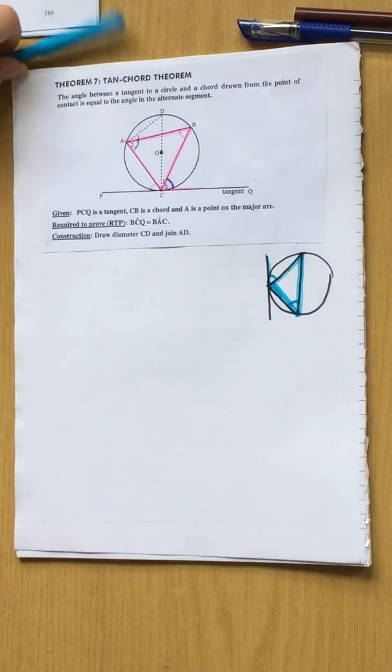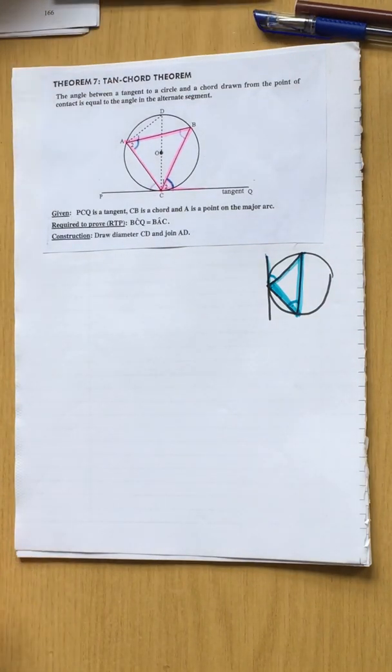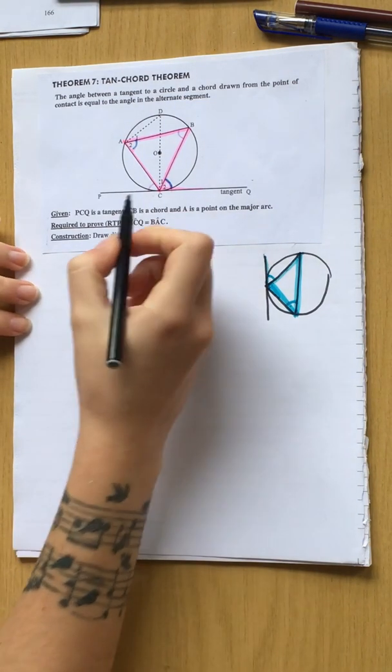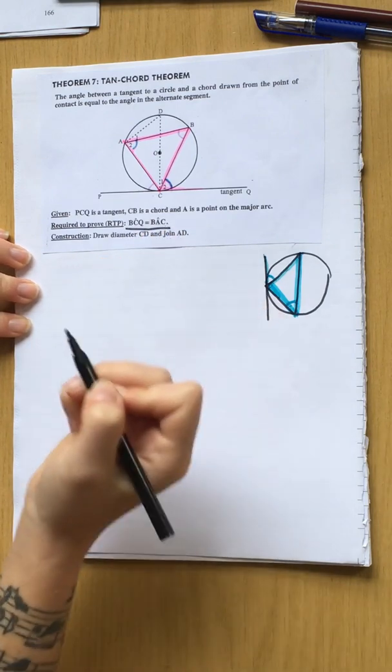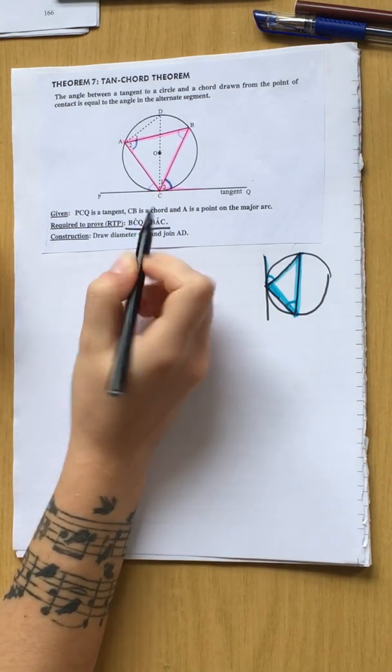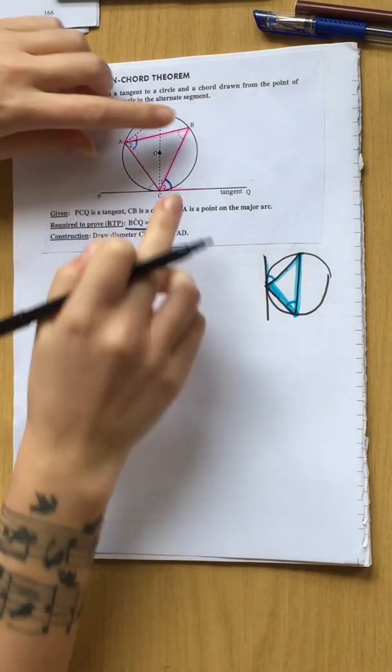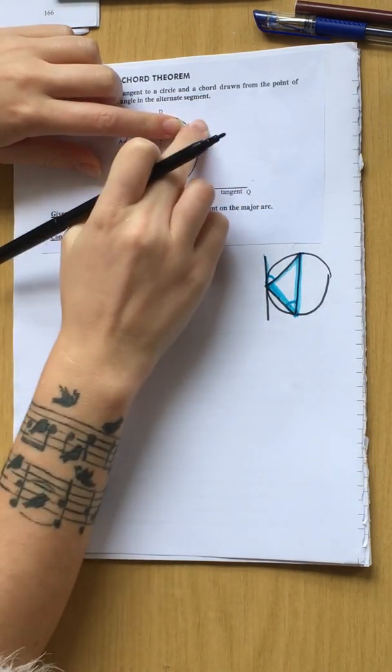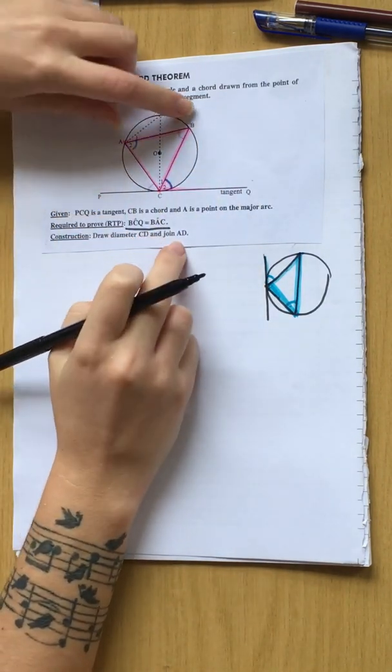But before I can actually work with it, I need to prove this theorem. So that's what we're doing here, required to prove. They wrote it out nicely here for us: required to prove that BCQ, in other words, this angle C2, that one, is equal to BAC.